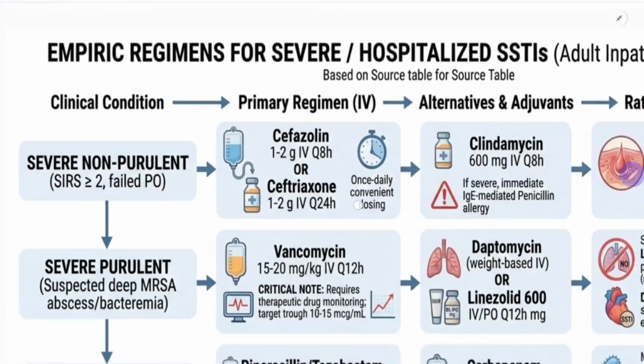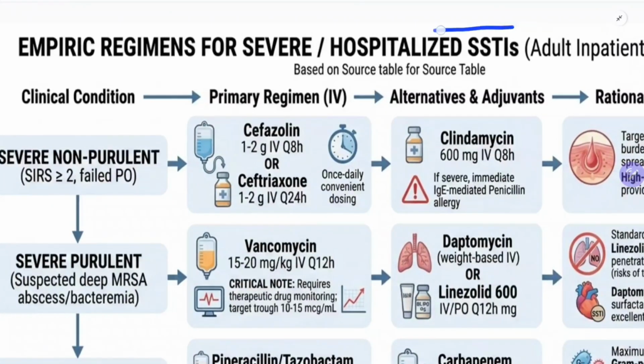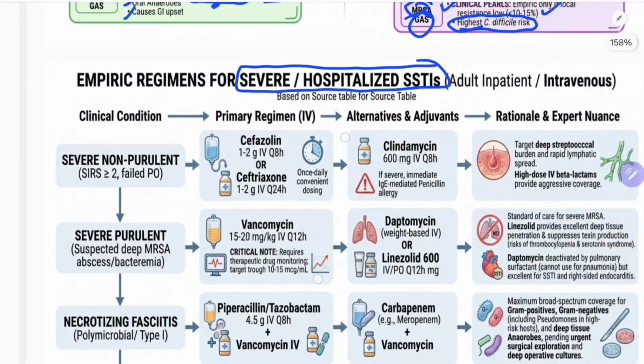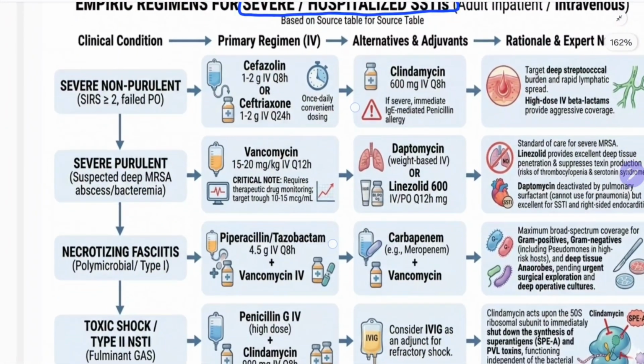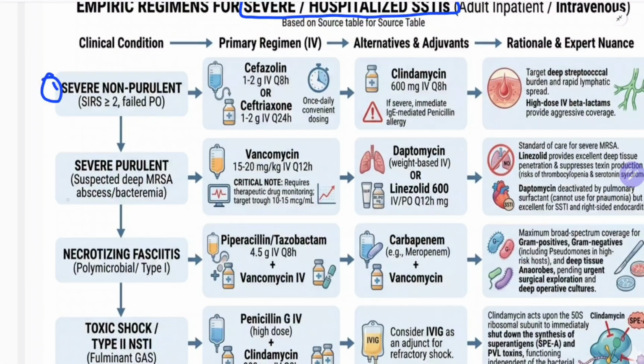Okay. Now for moderate to severe infection, IV antibiotics should be used. So let us discuss now. One is severe non-purulent, second is severe purulent, third is necrotizing fasciitis, fourth is toxic shock syndrome or type 2. Remember, necrotizing fasciitis has 2 types. One is type 1, which is polymicrobial, and one is type 2, which is streptococcal, mainly fulminant streptococcal.